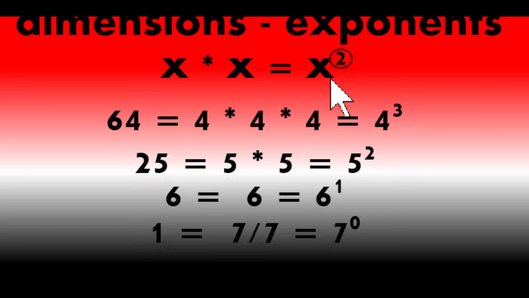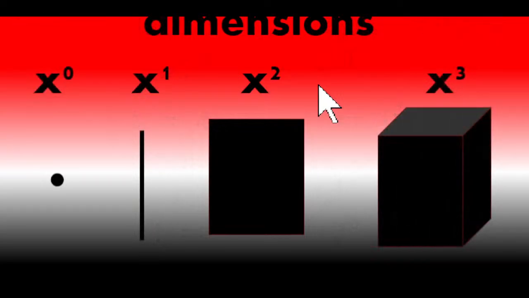Hope you pay close attention. That's what it means: the power is just how many times you multiply the number by itself. X could be any number you want, but all the numbers have to be the same. So if this x is 7, it'd be 7 times 7, okay? Now, dimensions.